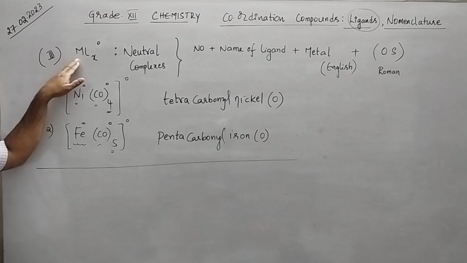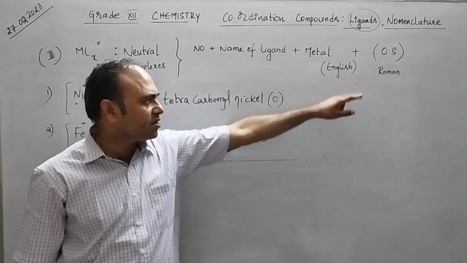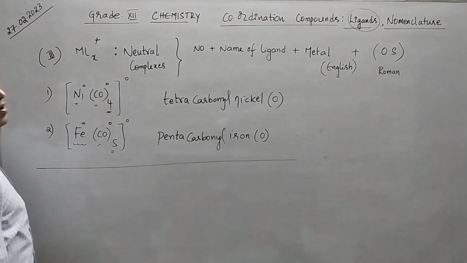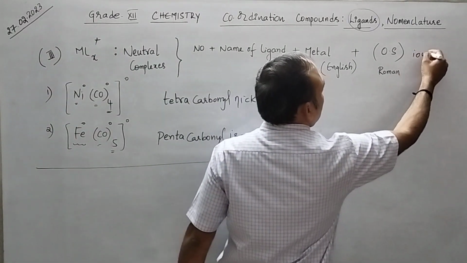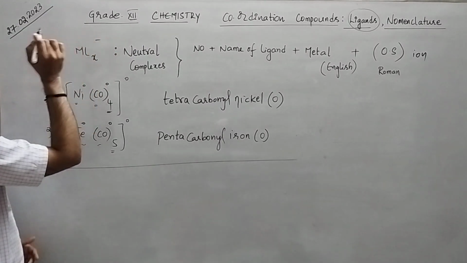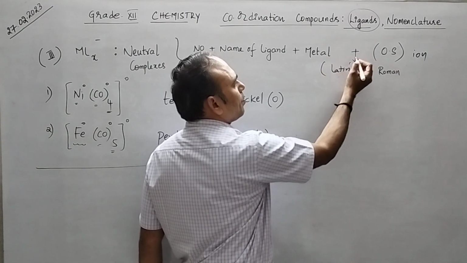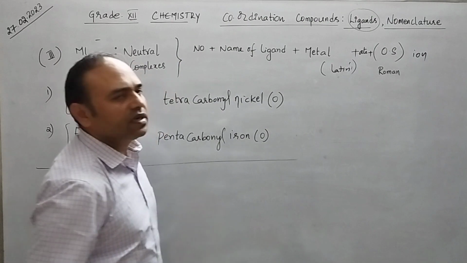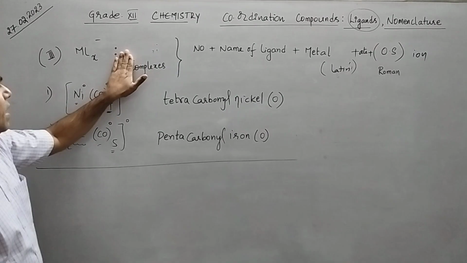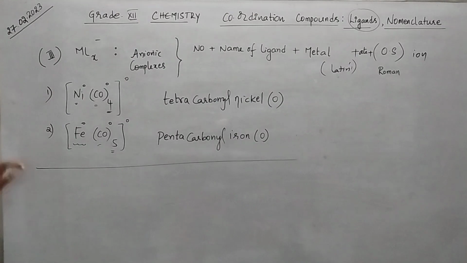If you take ML X 0, you have to write number, name of ligand plus metal in English, and oxidation state in Roman number in bracket. If it is cation, that is plus. Only one change here. At the end you will write ion. Hope you are understanding the difference. Suppose if you write minus, that is anionic complex, here you have to take metal in Latin plus ATE plus oxidation state in bracket Roman number, and finally write it as ion. So this way we can write the nomenclature for the 3 types of complexes.